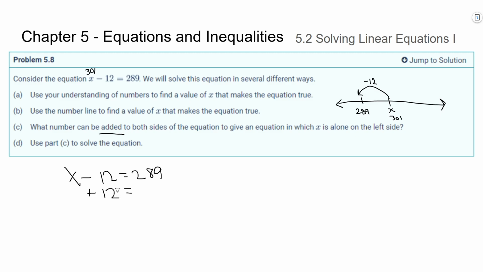And if we do it to one side, we have to do it to the other side. So we'll do plus 12 here. All right, so if we have a negative 12 plus 12, that would be 0, right? So on the left side, we just have x. This cancels out. x equals, now on this side, we have 289 plus 12, and that'll be 301. So this will be the way that we do most of these equations here.